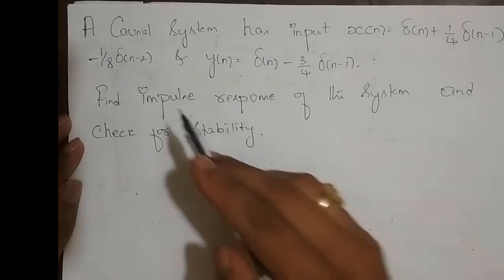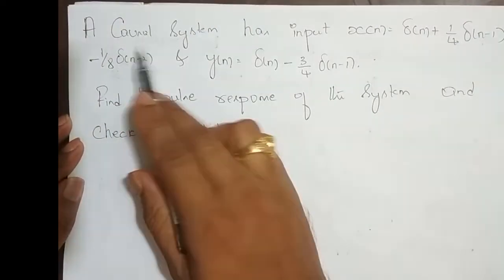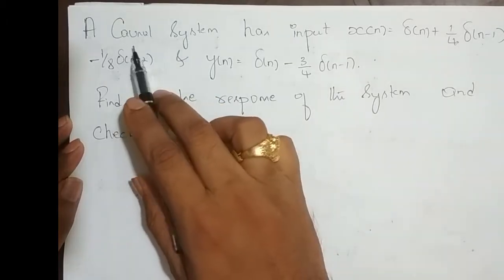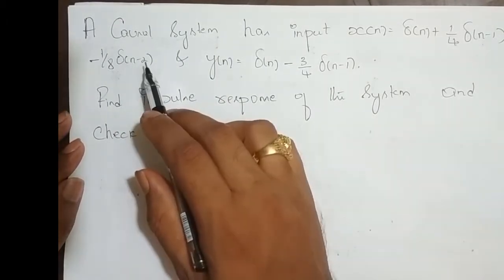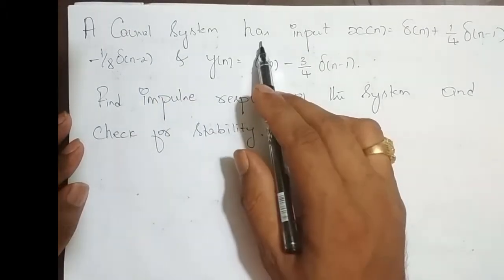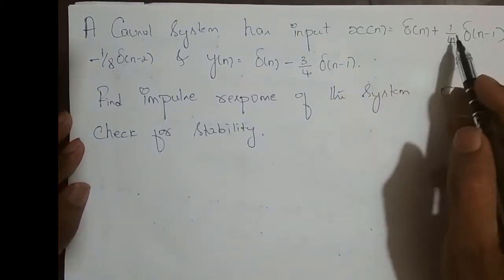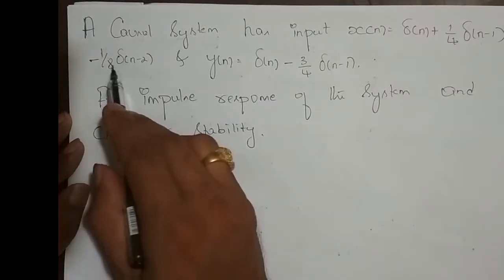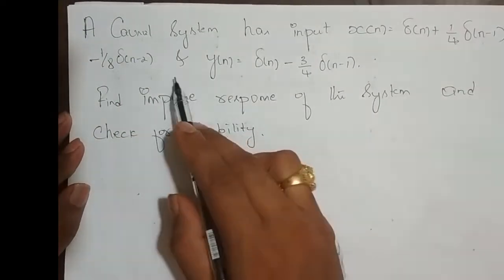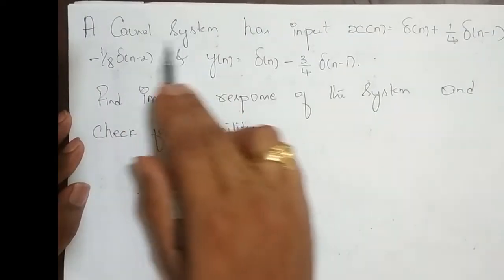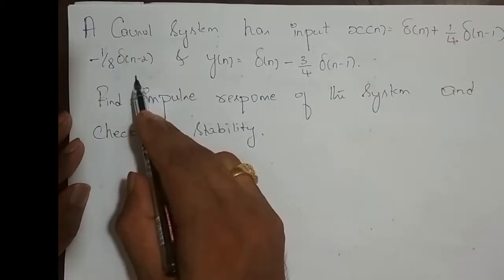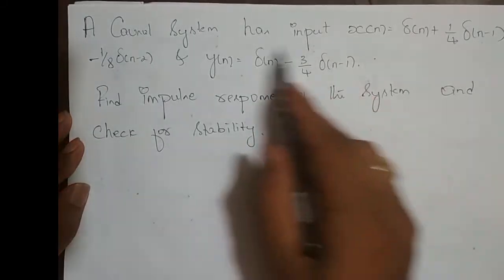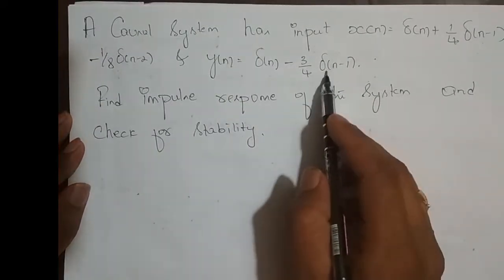The problem here is a causal system. So what do we mean by a causal system? Its ROC is right sided, right? It has input x of n equal to delta of n plus 1 by 4 delta of n minus 1 minus 1 by 8 delta of n minus 2. We have a causal system, the input to that system is x of n, which is this, and the output from that system is y of n equal to delta of n minus 3 by 4 delta of n minus 1.